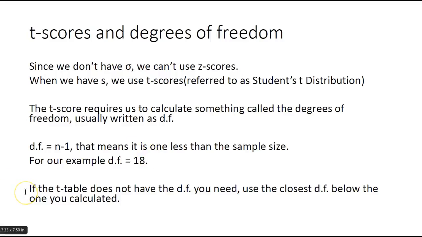One thing about the table we're going to use, it is not as detailed as the z-score table, so you will not have all degrees of freedom listed there. If you come up with a degree of freedom that's not on the table, you use the one that is on the table that's less than it. So if you got degrees of freedom of 57 and it's not on the table, if there's a 55, which would be the closest one below, you would use it.